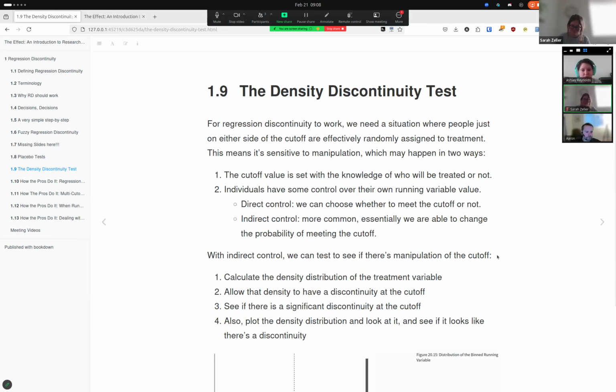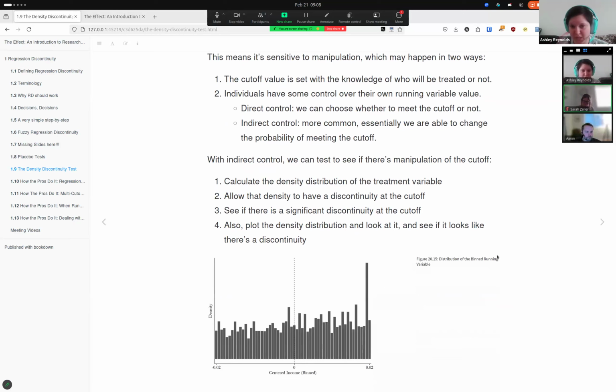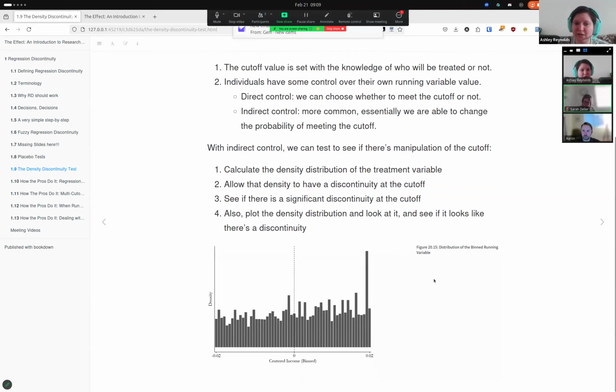Cool. So with that last little bit, that indirect control, we can test to see if there's manipulation of the cutoff. And basically what we do here is we calculate the density distribution of the treatment variable. We allow that density to have a discontinuity at the cutoff, and then see if there is a significant discontinuity at the cutoff. We can also just do this visually. If you plot the density distribution and look at it, there shouldn't be a really noticeable discontinuity right at the centered value of 0.